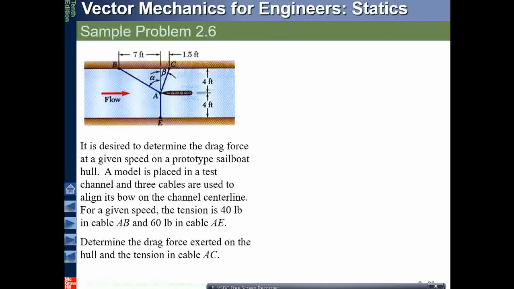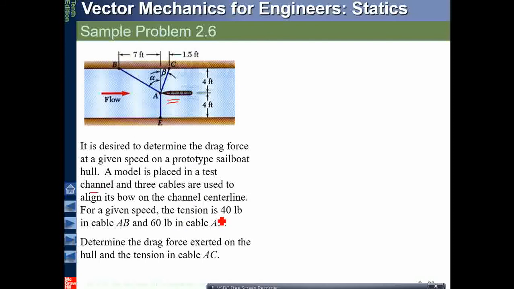Okay, there's another sample problem in which we have a prototype sailboat. This is a sailboat, a prototype sailboat, and this sailboat is being tested on this flow channel, and it is being controlled at point A by putting a strip here, AE, putting a strip AB and AC. Okay, this is a test channel. Three cables are used to align the bow on the center line. So AC, AB and AE, three are there.